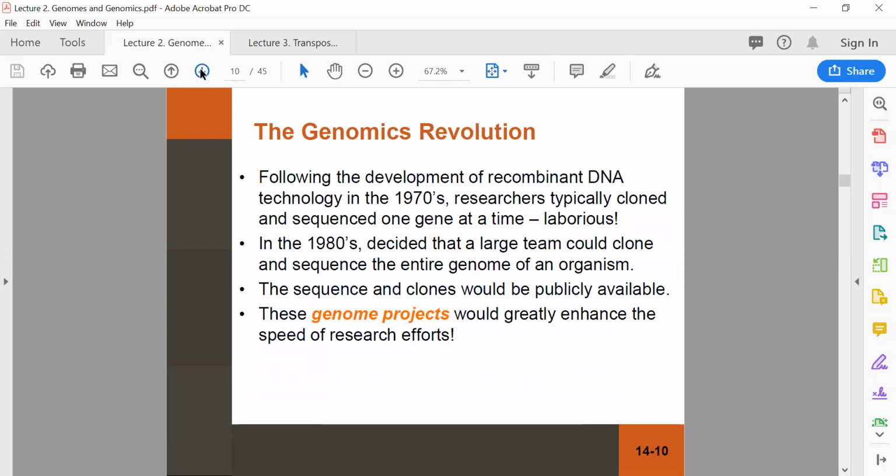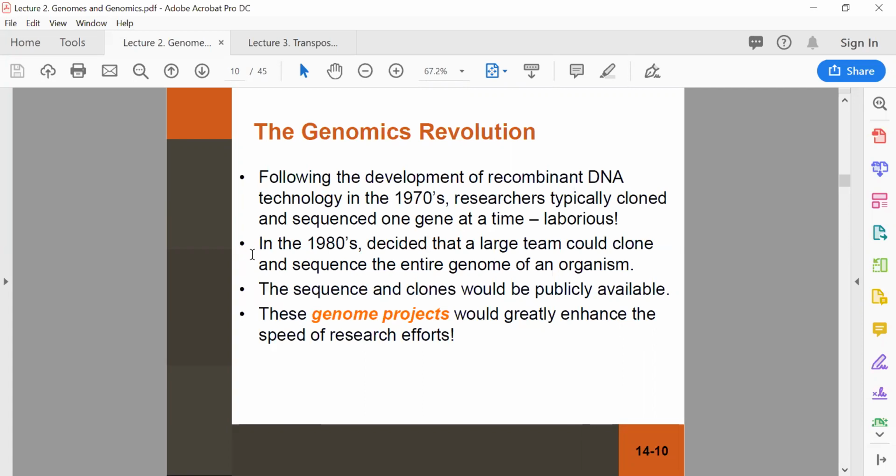All right, enter the genomics revolution. So following the development of recombinant DNA technology in the 1970s, researchers would typically clone and sequence one gene at a time. And this cloning and sequencing from scratch could actually take several years, just for one gene, really laborious process.